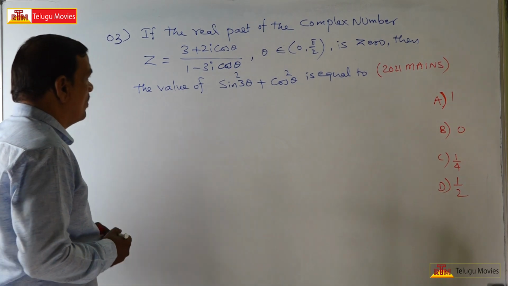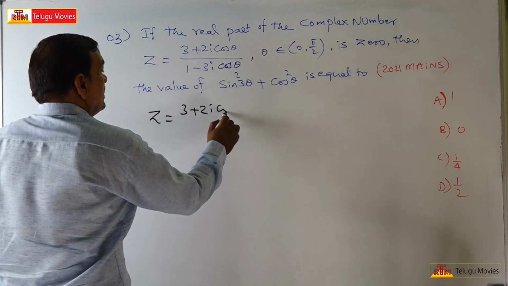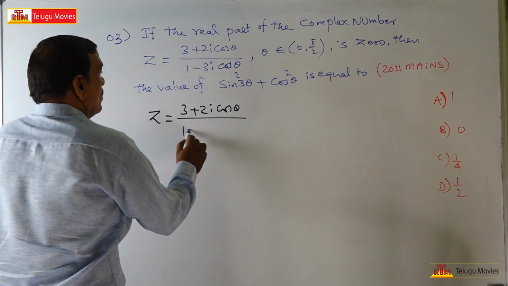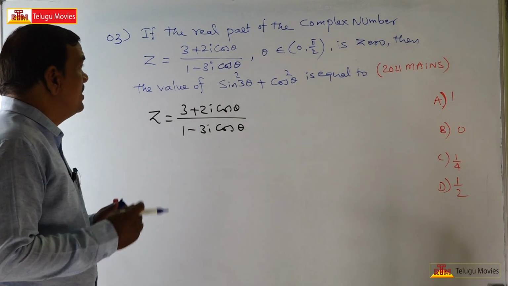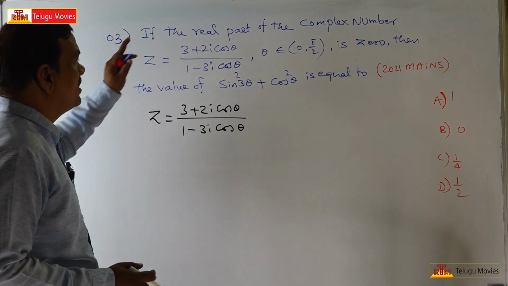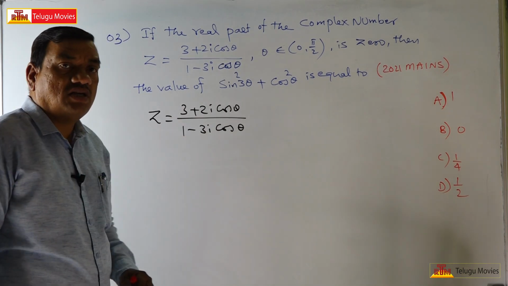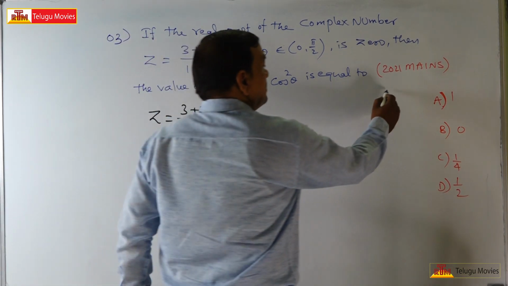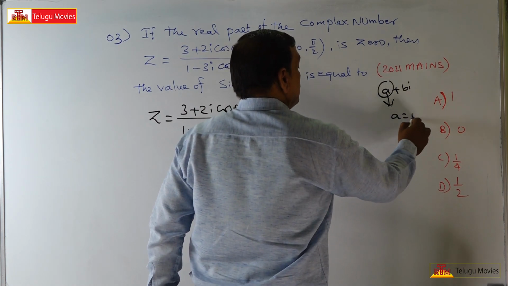So what is the problem? Here one complex number is given, that is (3 plus 2i cos theta) upon (1 minus 3i cos theta). Now its real part is 0. Generally it is not in general form. What is the general form of a complex number? a plus bi. That is, the real part is equal to 0.